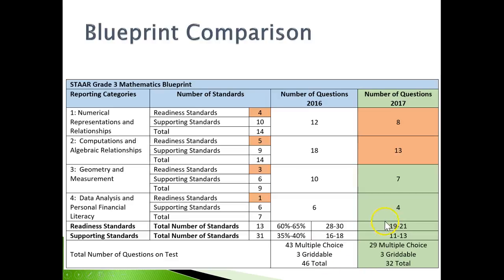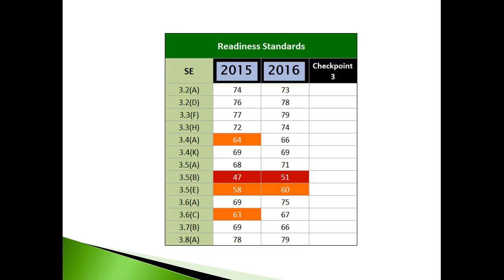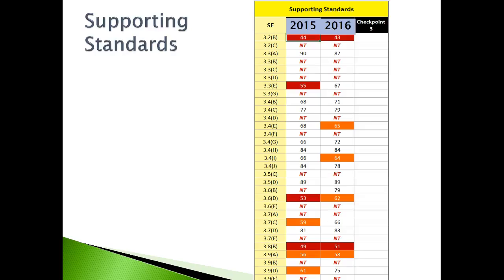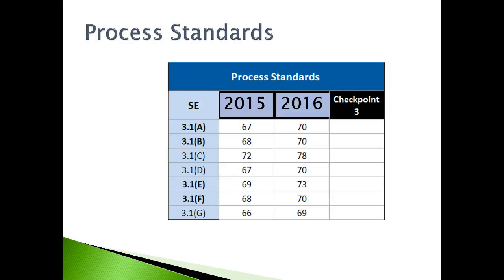But what has changed is the number of items per reporting category. Notice that they're proportionally spread from all the reporting categories. So there will only be 29 multiple choice, 3 griddable, and 32 total items. However, there will be 6 field tested items as well. This is our lowest scoring readiness standards. Notice they're in deep red and orange, comparing 2015 and 16. Our supporting standards, and our process standards.